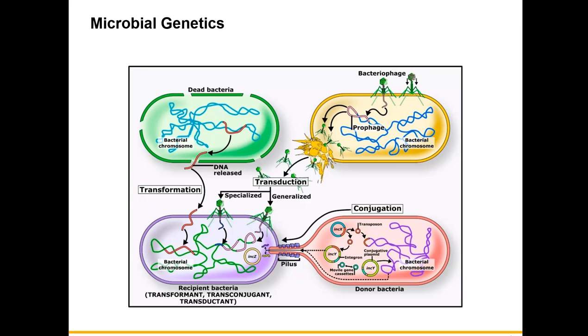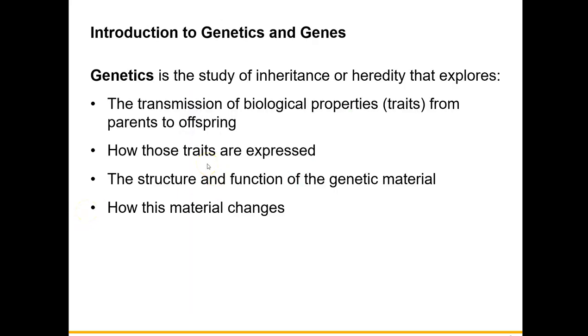So you guys have learned about genetics. We're going to bring that in, but we're really going to focus on bacterial genetics, and especially these three different types of horizontal transfer. So we have transformation, transduction, and conjugation. But before we get too crazy, let's talk about what genetics is.